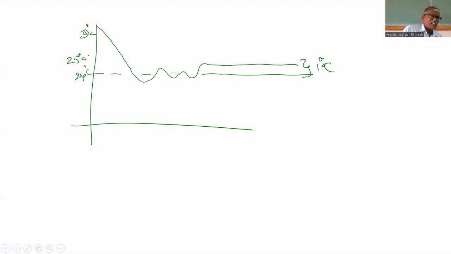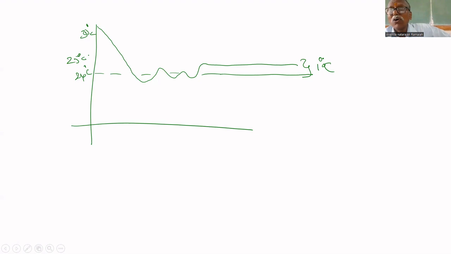How to understand that controller? Let us assume that I am driving a car, or a bike. I want to drive at 60 kilometers per hour. I am giving correct acceleration.